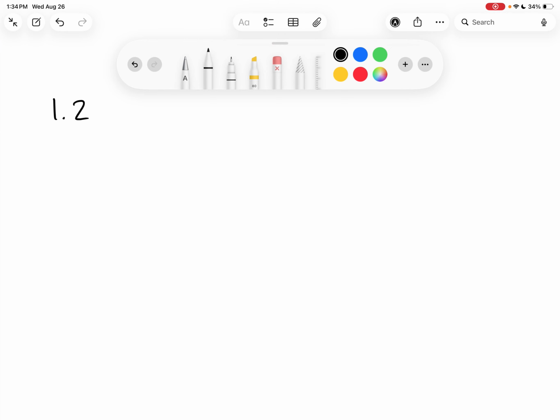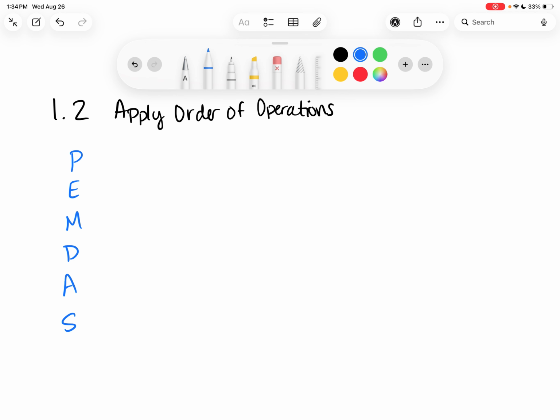Order of operations. Alright, so hopefully you've done stuff with order of operations before. You have probably heard it called PEMDAS. You might have also heard it called GEMDAS. Some people use G instead of P, and I'll explain why.